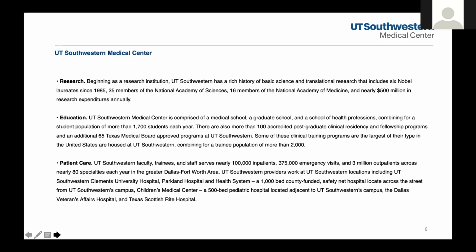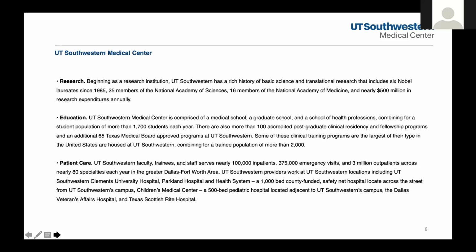There are also more than 100 ACGME accredited residency and fellowship programs across campus, and an additional 65 that are not eligible for ACGME accreditation, but are approved by the Texas Medical Board. Between all of that, again, you have about 2,000 trainees across campus, and many of the departments across campus, especially the clinical departments, have one of the largest, or the largest, training program for their specific specialty or subspecialty in the country as it relates to ACGME accreditation.